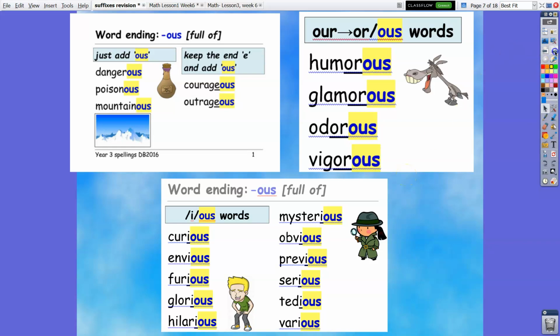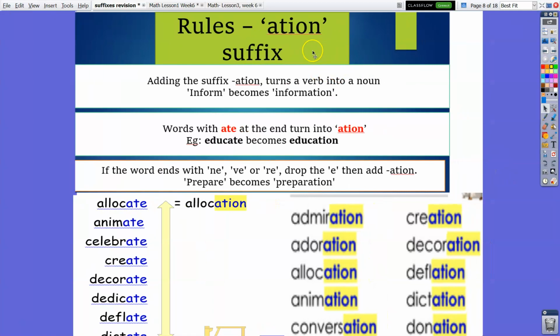Okay, now let's have the rules for the suffix ation or ion. Adding the suffix ation or ion turns a verb into a noun. Inform becomes information. Inform is a verb, then it becomes information as a noun. Words with ate at the end turn into ation, like educate with ate becomes education. If the word ends with NE, VE, or RE, a consonant with e, drop the e, then add ation.